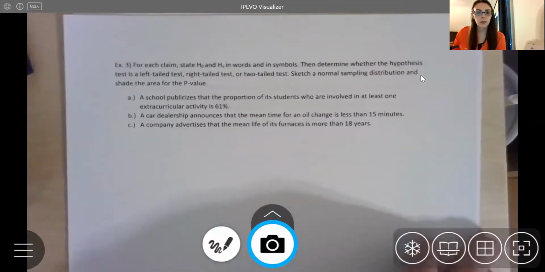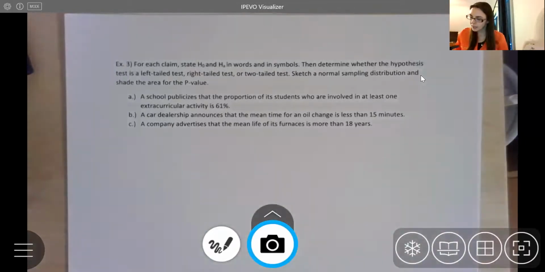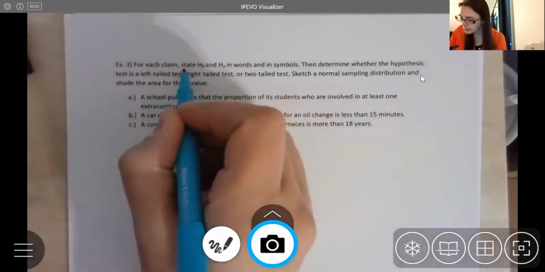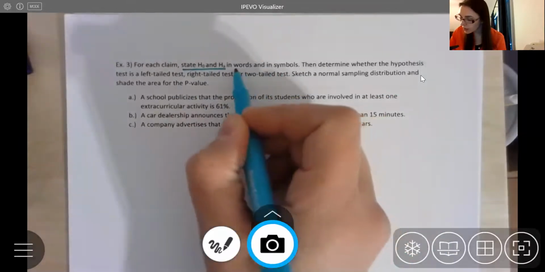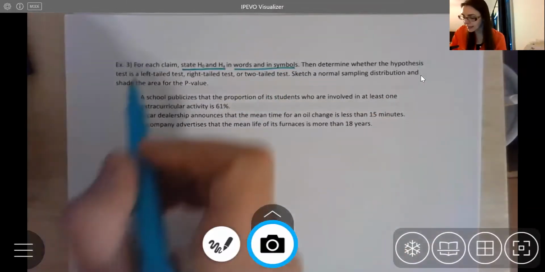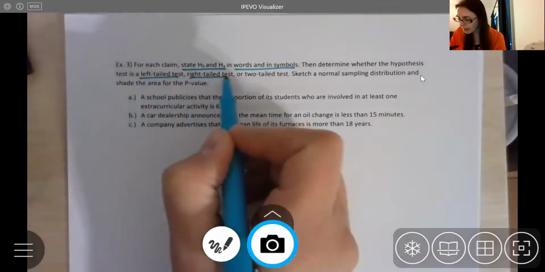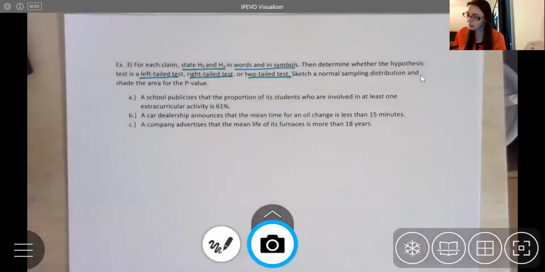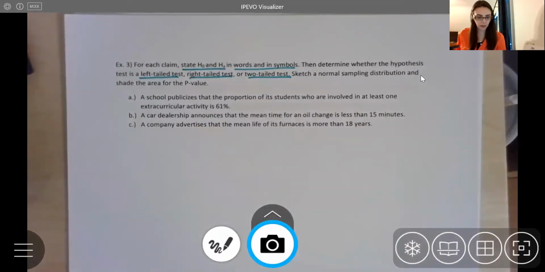All right, let's do an example here. For each claim, we're going to state the null and alternative hypotheses in words and in symbols, and then determine whether the hypothesis test is left-tailed, right-tailed, or two-tailed. And we can also sketch the normal sampling distribution and shade the area for the p-value here.